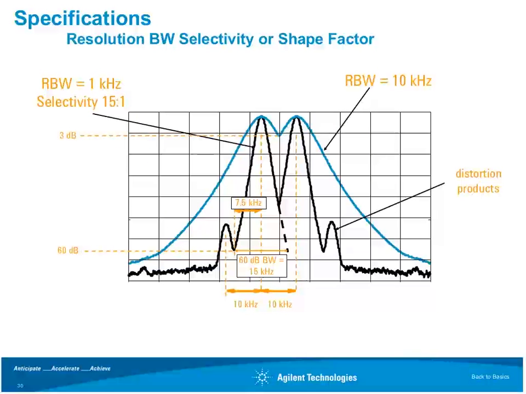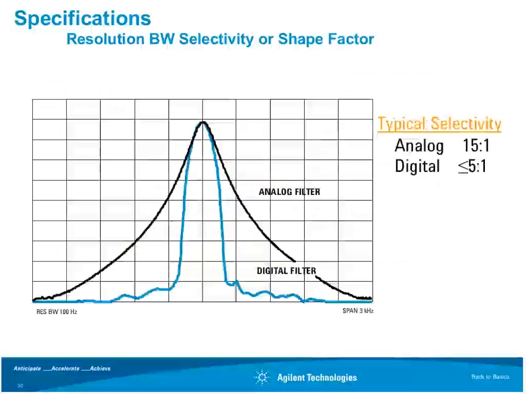Here again, using our same two tones that are 10 kilohertz apart, if they create intermodulation distortion, those distortion products would be quite a bit farther down. In this example, they're about 50 dB down from the fundamental two tones. With our 10 kilohertz bandwidth, it's enough to resolve the main tones, but notice that because of the selectivity of this particular filter, we would not see the distortion product. If you want to see the distortion products, you have to use a narrower filter. These particular filters have a 15:1 selectivity ratio, so you would need a 1 kilohertz filter to see those distortion products.